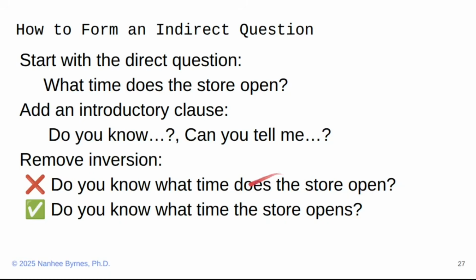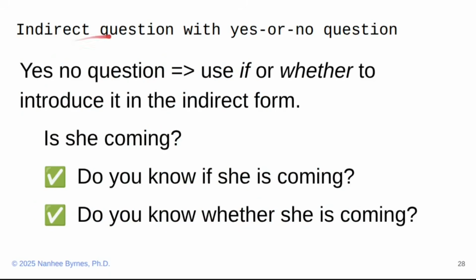If the original question is a yes or no question, we use if or whether to introduce it in the indirect form. For example, the direct question is, is she coming? The indirect version becomes, do you know if she is coming? Or do you know whether she is coming? Both are correct. That's the key rule.